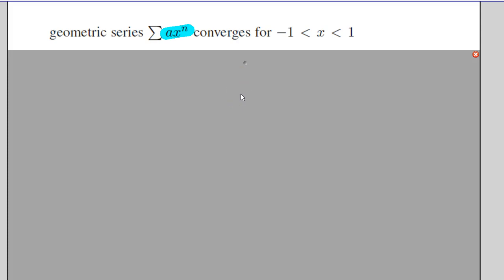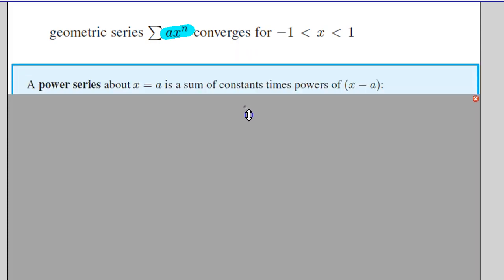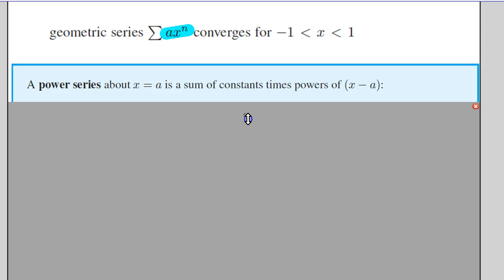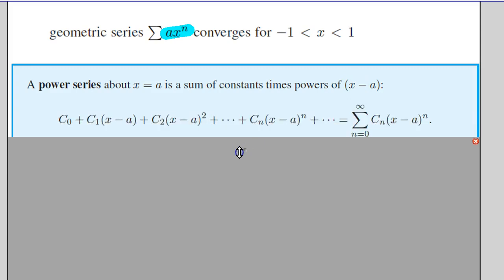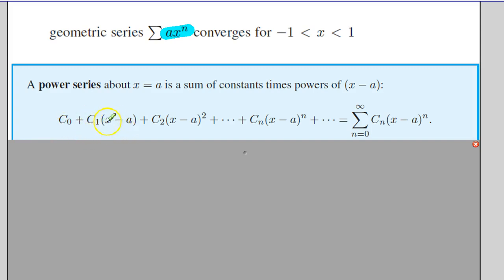So let's take a look at another genre of series, and it's called a power series about a value X equals some A, where A is a constant number. And again, because it's a series, it's the sum of a term, and the term is a constant times a power of X minus A. So it looks something like this, where each term involves a constant being multiplied by a power of X minus A. So this is what the series looks like in general, and here is the term that we're talking about in this case, where C sub n represents a bunch of constants.